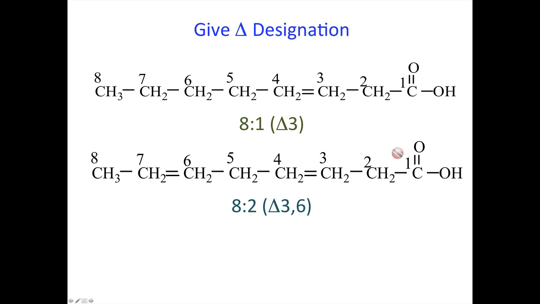And again, remember, when you're dealing with delta designation, you'll be numbering from the carboxyl end. So the carboxyl carbon will be 1, and then you keep numbering as you go along. You see that the first double bond is between carbons 3 and 4, so we give 3. And the other double bond is between carbons 6 and 7, so we give 6. We always take the lower number.